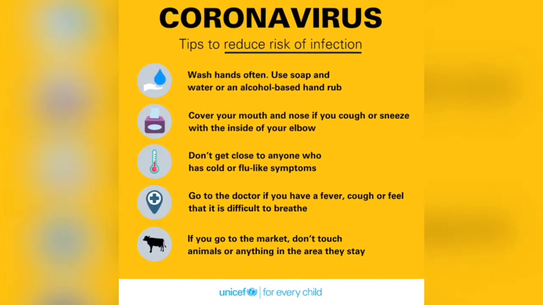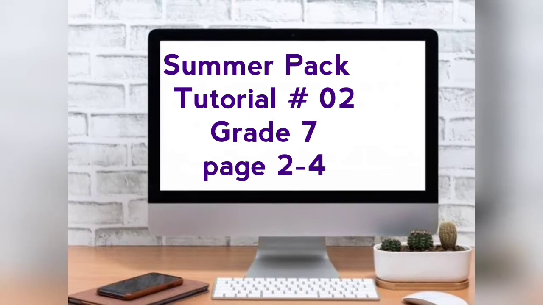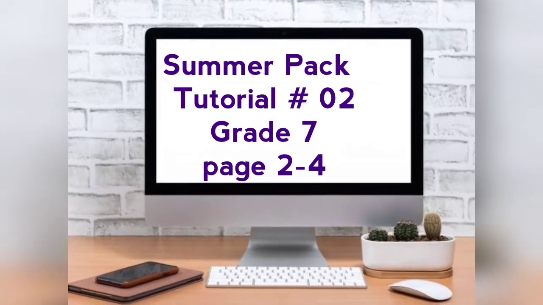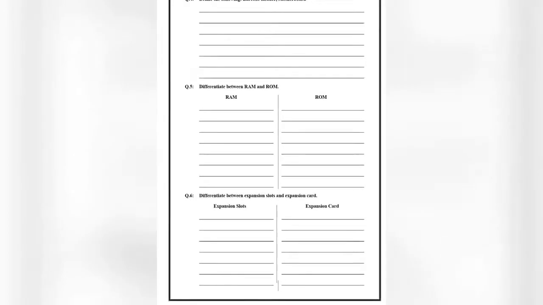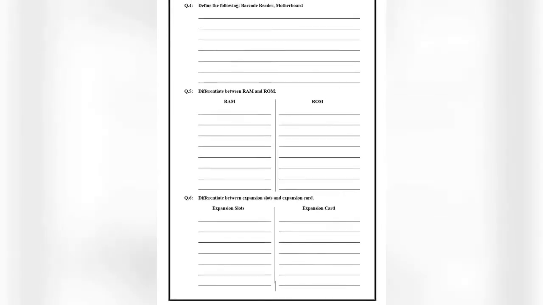Stay home. Stay safe. It's summer pack tutorial number 2, from page number 2 to 4. Okay ji, on this page we have 3 questions: barcode and motherboard, RAM and ROM, and expansion slot and expansion card. Let me explain, then you can write the difference.